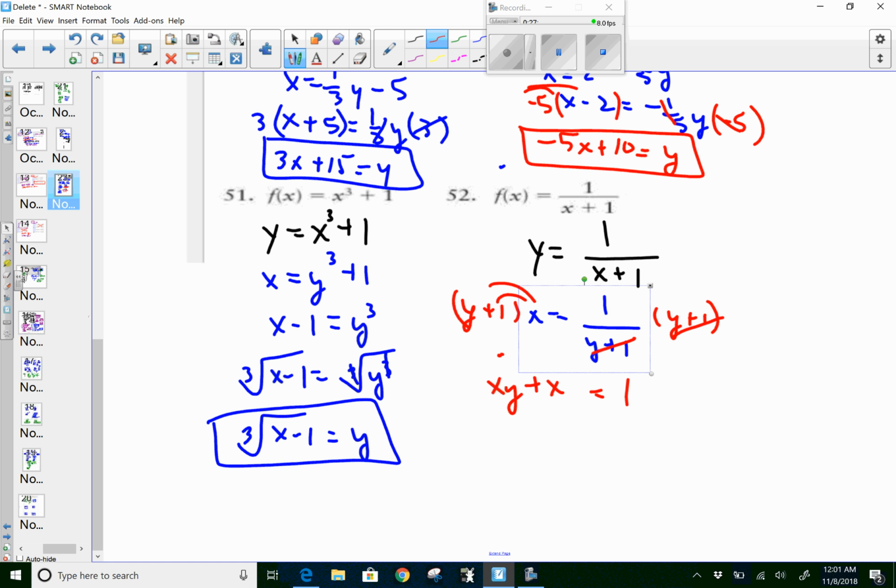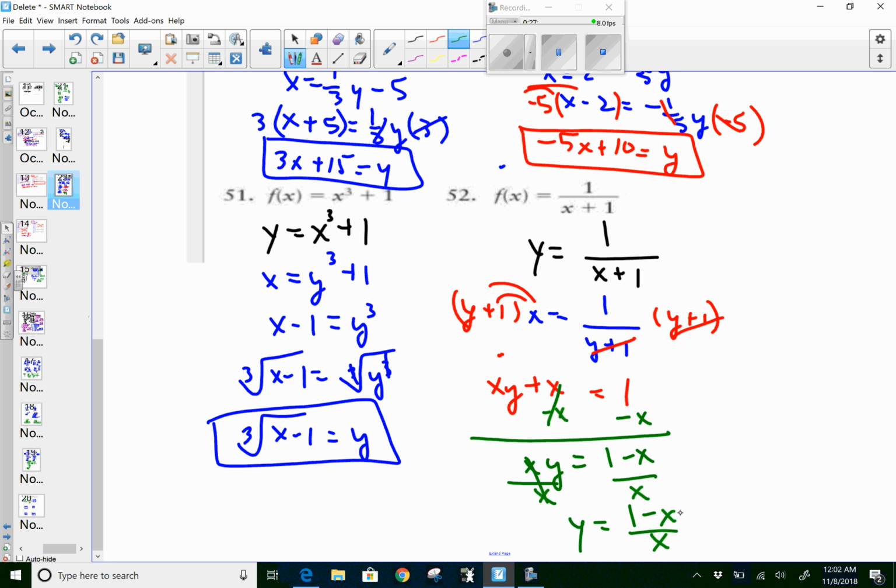The goal is to get this y by itself, right? So I want to subtract x from both sides. So I get xy is equal to 1 minus x. To get the y by itself, I want to divide both sides by x. So I get y is equal to 1 minus x over x. That's one answer, or you could have y is equal to, and then you could do Band-Aid method. So Band-Aid method is like this. So 1 over x minus x divided by x is 1. So this is also a correct answer.